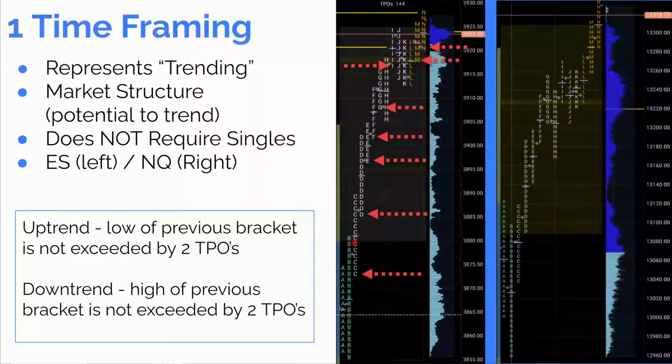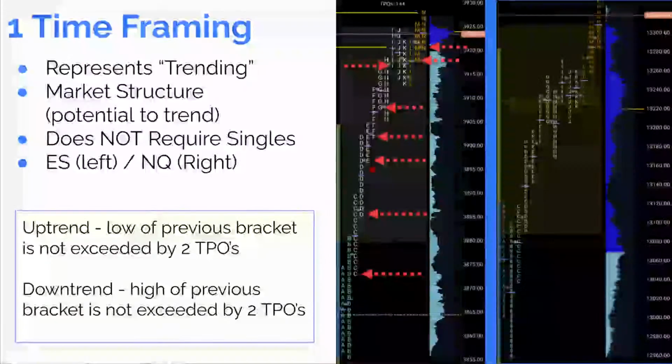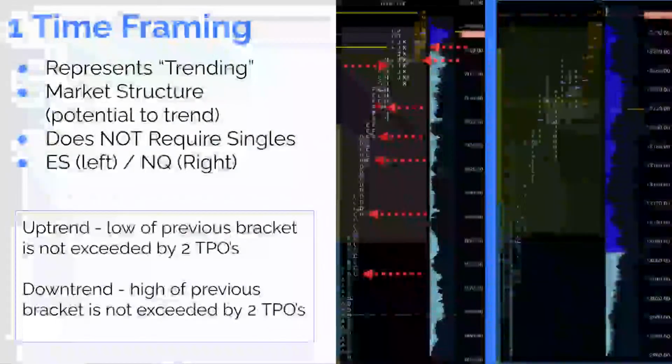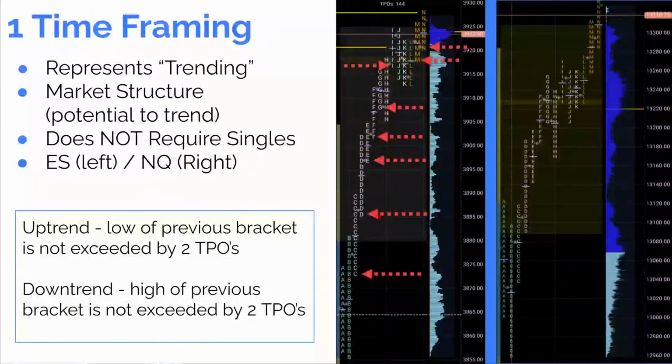However, when we're one time framing and do have single prints, that is showing you the strength, the impetus, or the initiative of the buyers in the trend. It's kind of a buy the offer type of market because it's moving. It has a lot more initiative than just a slow grind. So singles plus one time framing is powerful. That's why I wanted to bring that up.